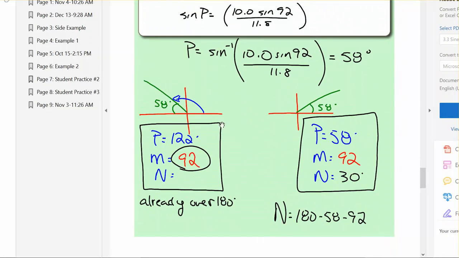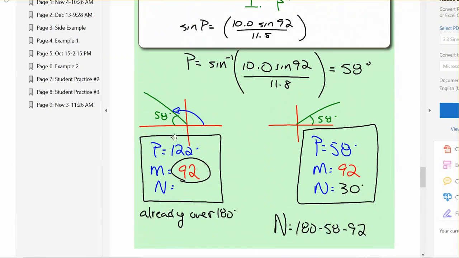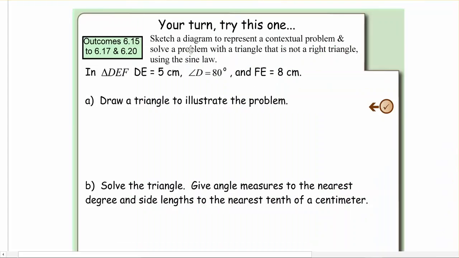It ended up being this one. Oh, sorry, not this one. This one's already over 180, so it ended up being this one, and was equal to 30. Okay, then I'd like you to go ahead and do this question for me, please. And I'll put the answers up once you're done answering.